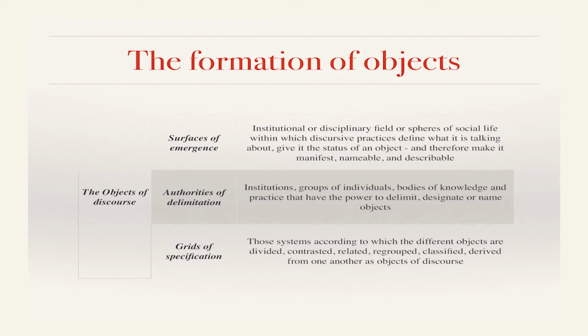The authorities of delimitation, those authorities that have the power to delimit, designate or name the objects, and grids of specification, which are systems which enable us to classify, organize, order, group, and derive objects one from another and make them objects of discourse.